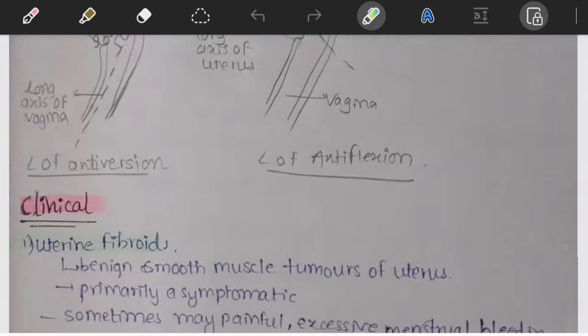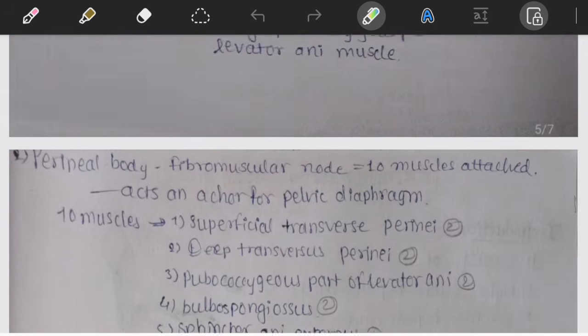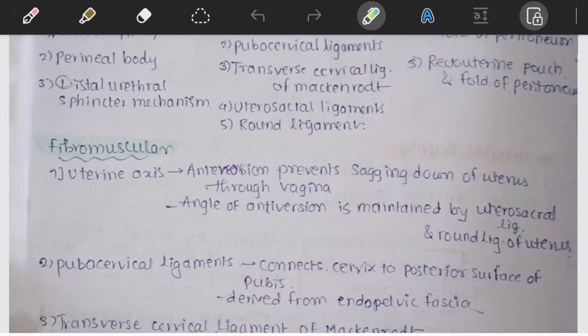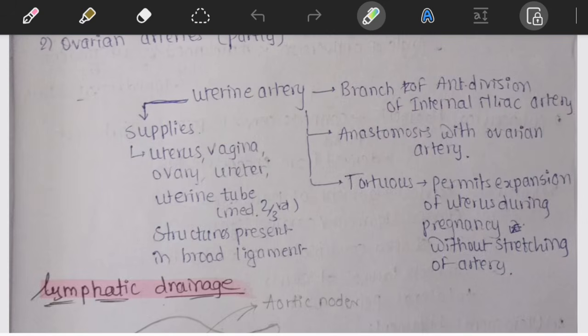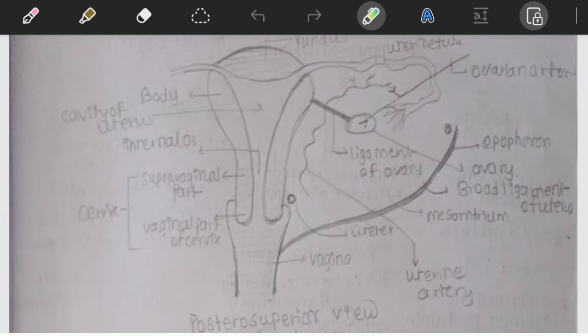Now let's move to the vascular supply. The chief arterial supply of the uterus is made by the uterine artery, and it receives additional contribution from the ovarian artery. In this diagram, this is the uterine artery, it is tortuous, and this is the ovarian artery. The uterine artery gives branches to structures including uterus, cervix, and vagina, and contributes to blood supply of the uterine tube and ovary.